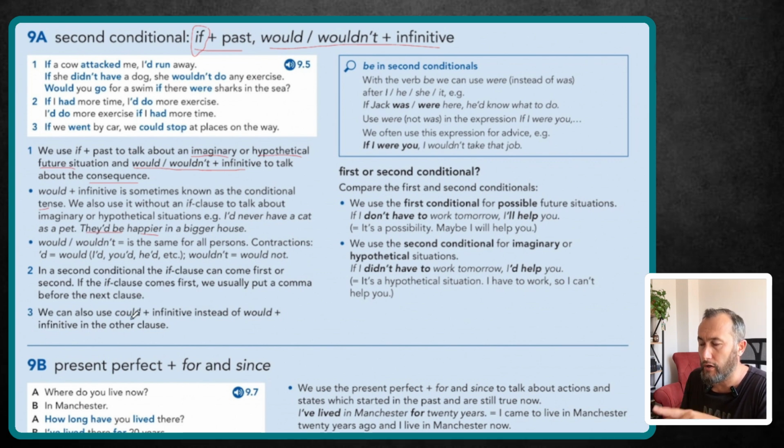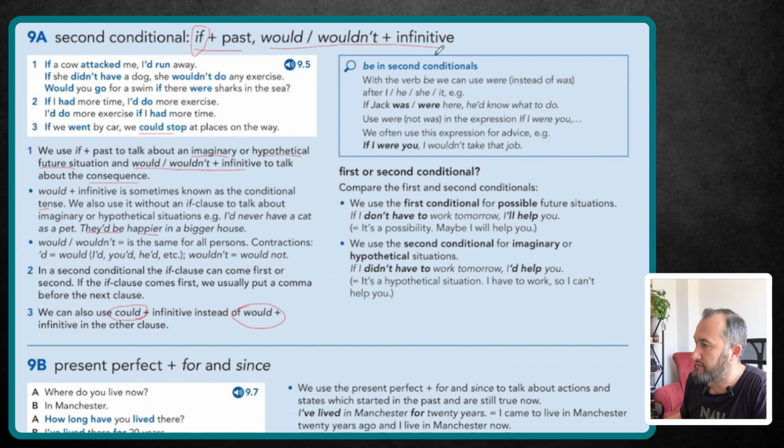Number 3, we can also use could instead of would. We can also use might in place of would. Yes, we can use could, or we can use might as well. If we went by car, we could stop at places on the way, or we might stop at places on the way. Okay, so I think that side is clear.